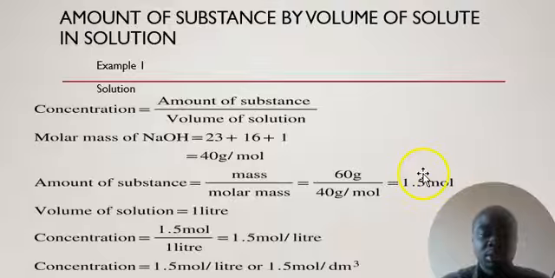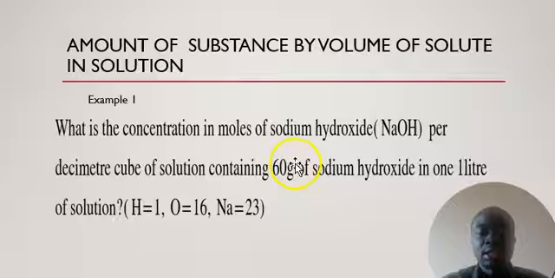Now that we have the amount of substance, we can go back to concentration. We want to find concentration, but we didn't know the amount of substance, so we only calculated the amount of substance here using the mass and the molar mass. So we are going back to what we have to find, which is our concentration. So now that we know amount of substance to be 1.5 mole, we put it there. If we come down here, we have the amount of substance to be 1.5 mole, and our volume, which was given initially in the question to be 1 liter, is here. So sodium hydroxide in 1 liter. So that's the volume. So we go back and substitute.